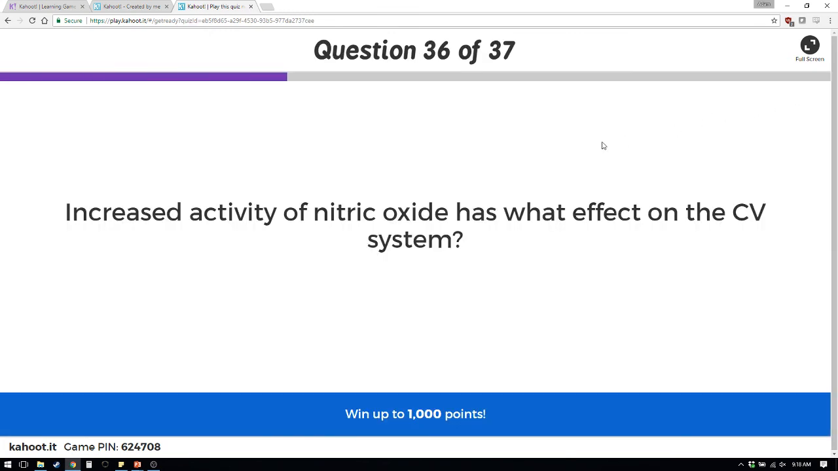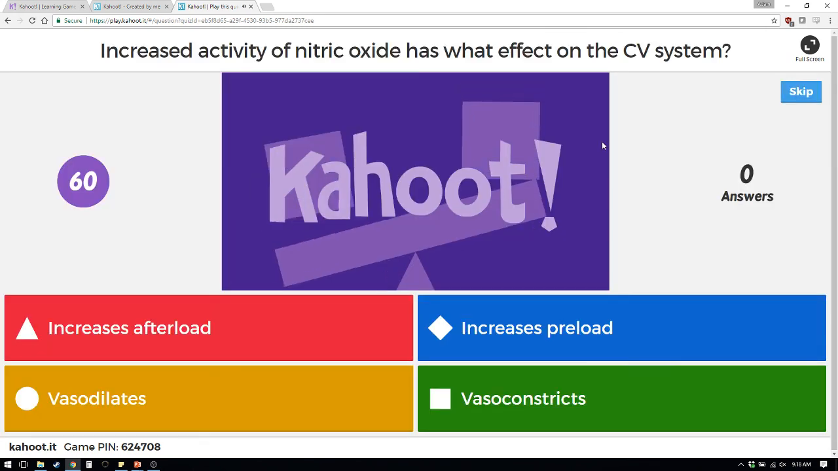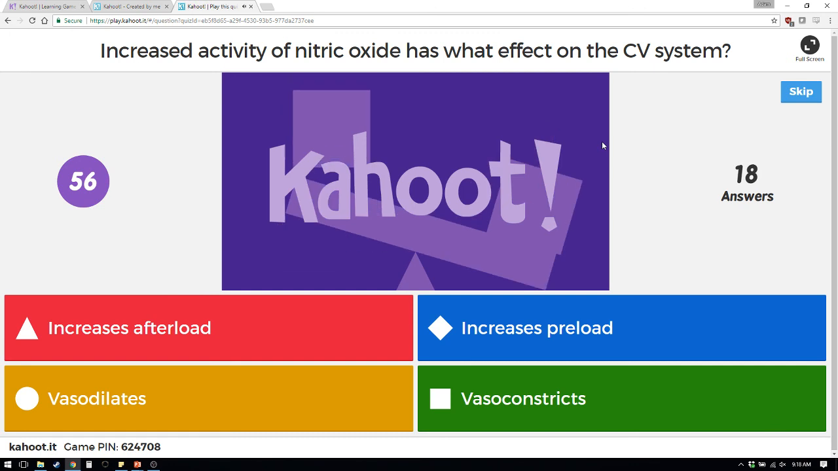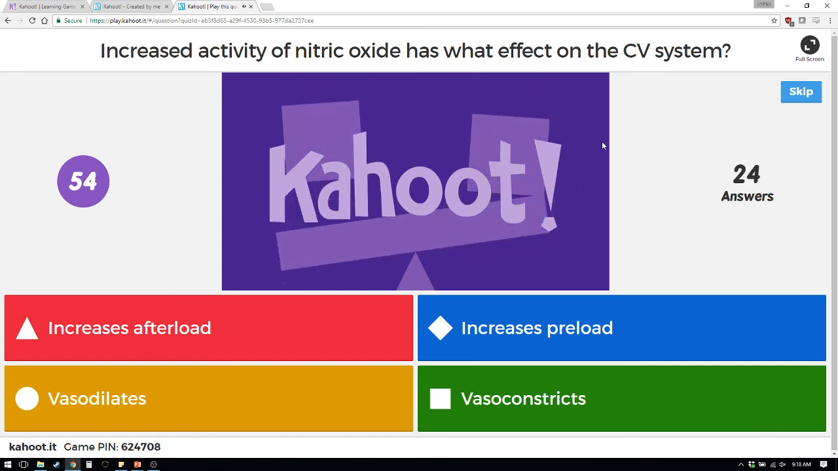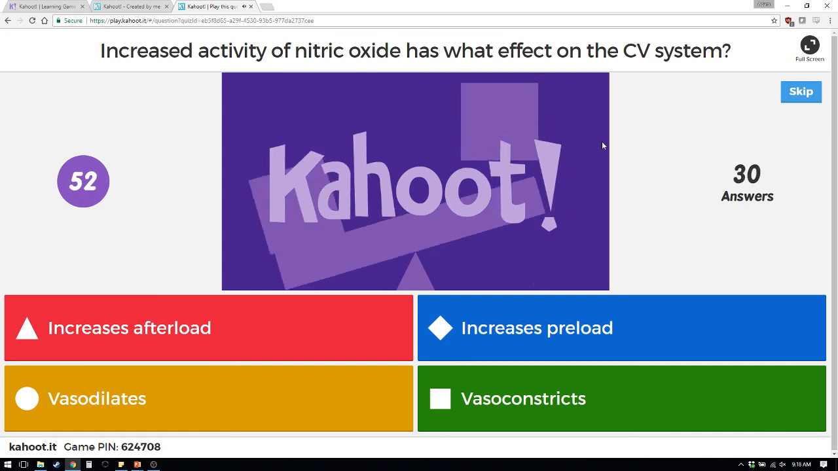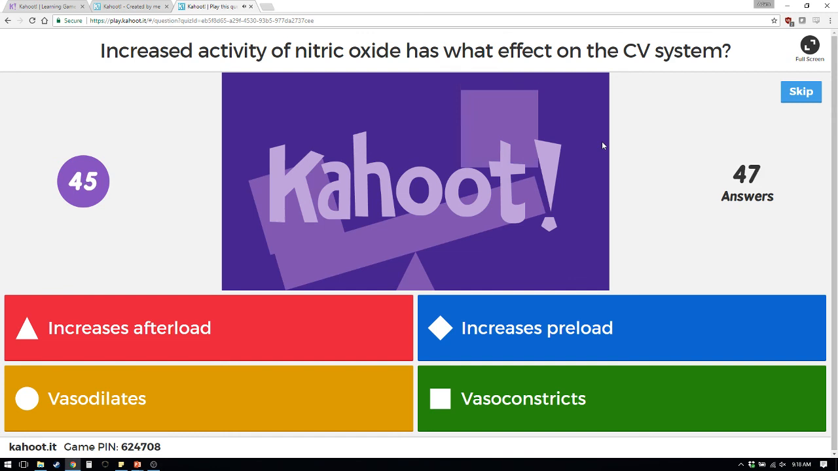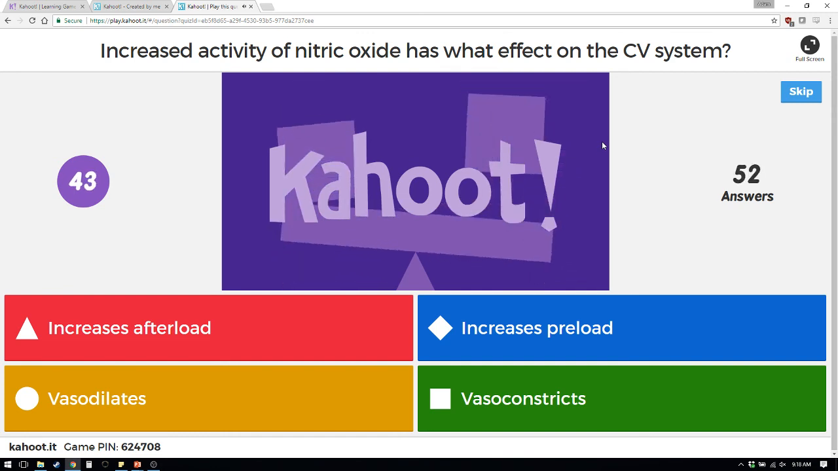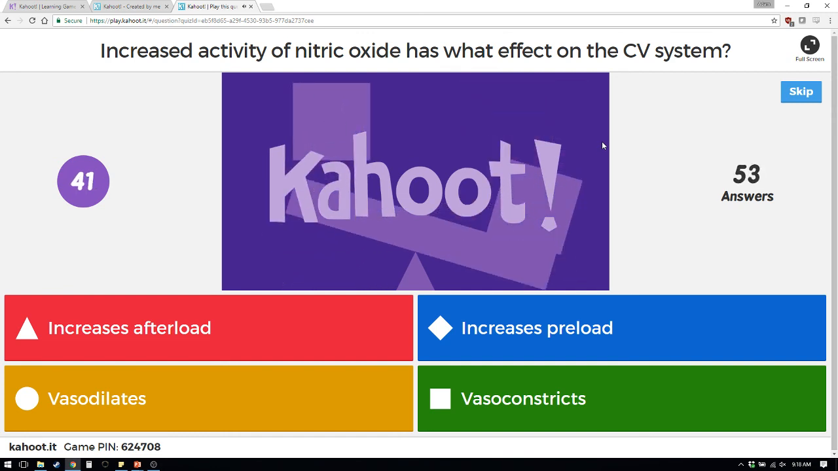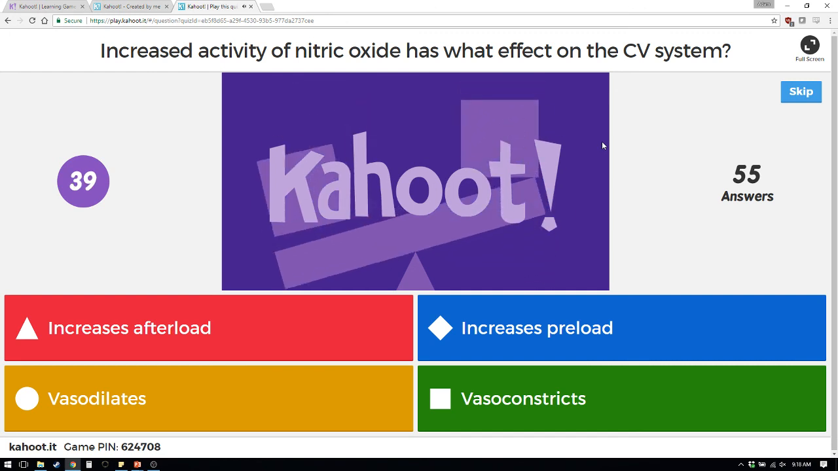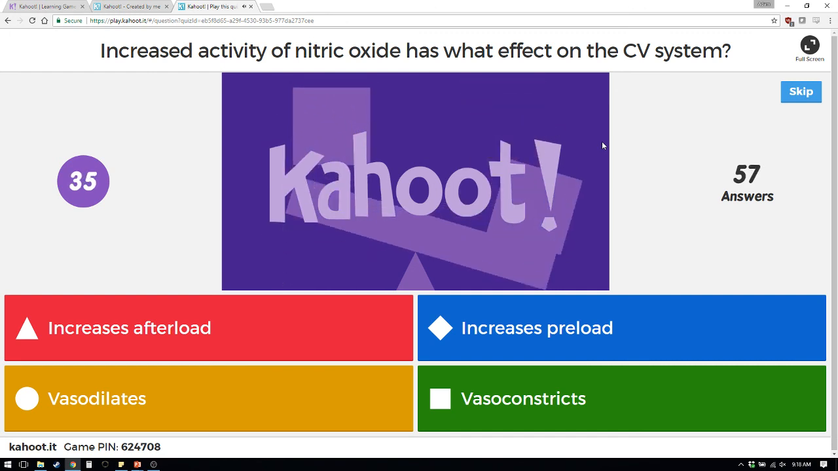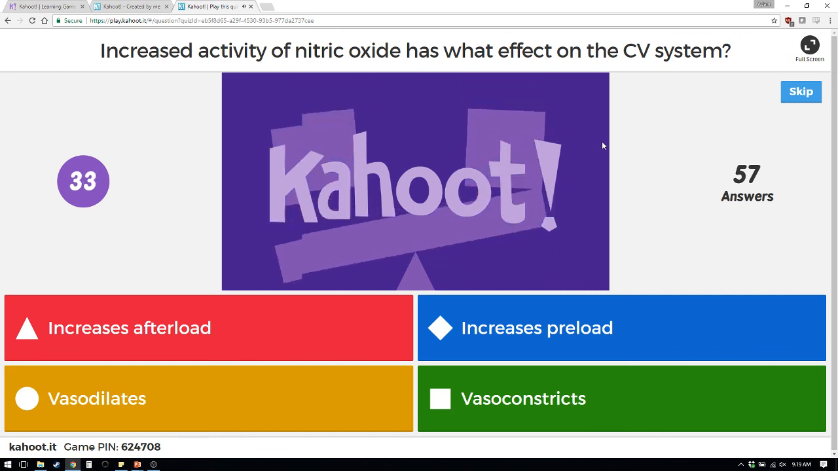Increased activity of the nitric oxide has what effect on the CV system? So if you have more nitric oxide activity going on, what's going to happen to the cardiovascular system? You guys remember what drug affects this system? Yeah, remember nitroglycerin?